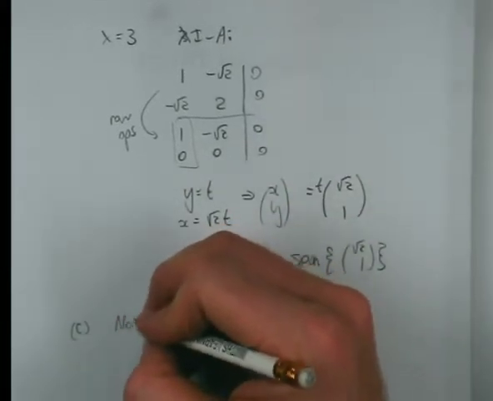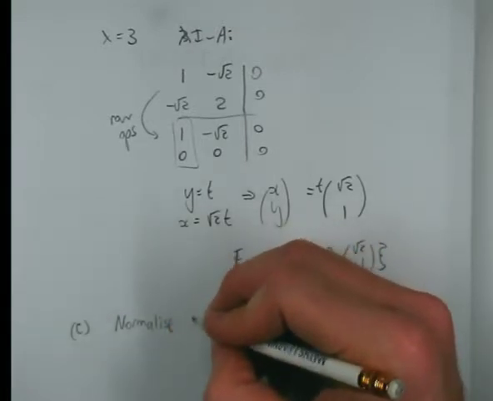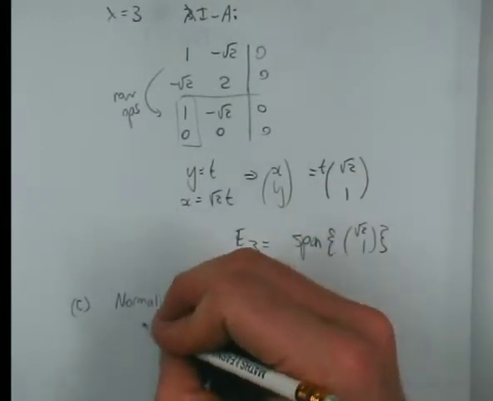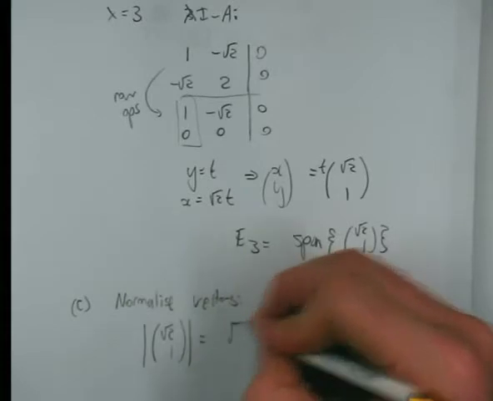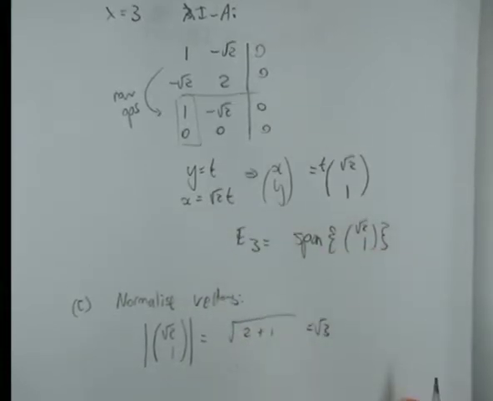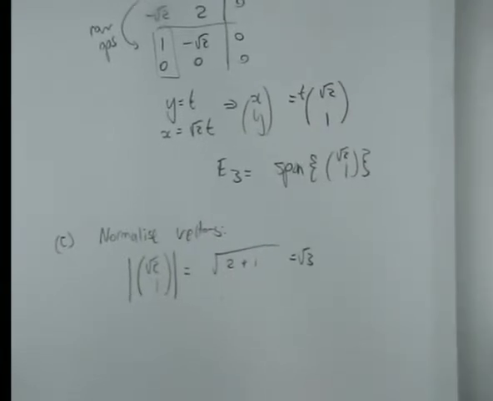So this would be, I can also say to normalize my basis, right? So normalize my vectors. So the length of (root 2, 1) is root 3. So I'm going to have to divide by root 3. Really hoping I'm doing this right because there's a lot of roots there and it doesn't feel good.